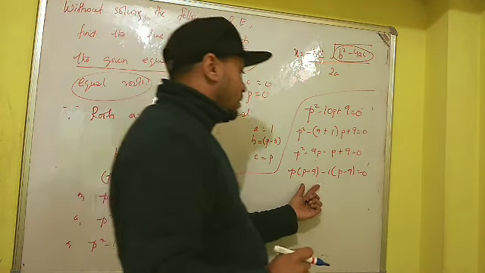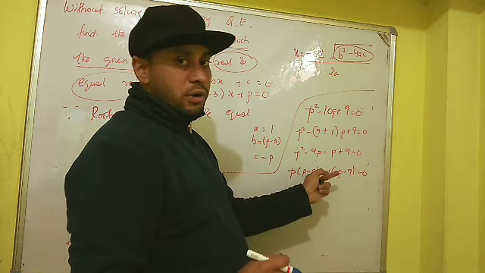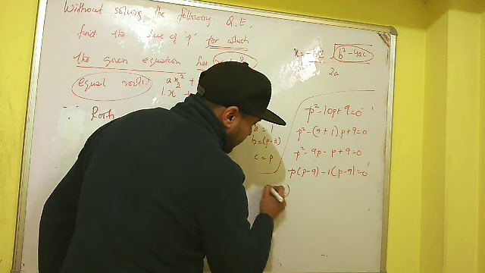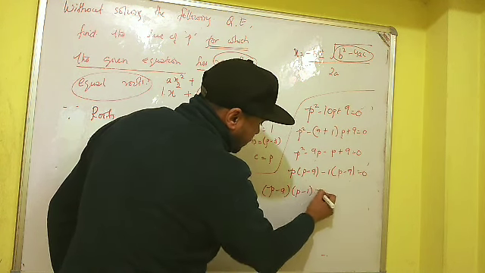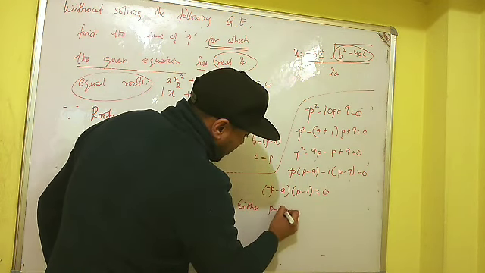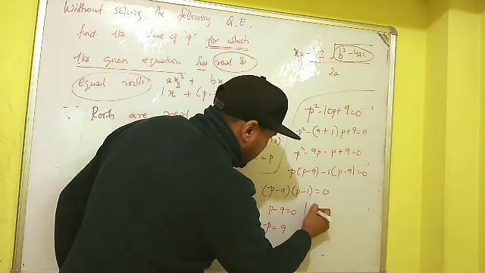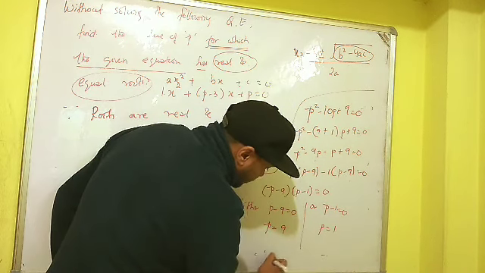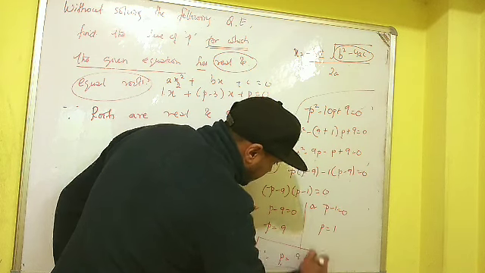Make sure that when we are breaking the middle term, the term inside the bracket has to be the same, otherwise something is wrong with the calculation, so we have to do it again. So p minus 9 is common, so what is the remaining term? p minus 1 is the remaining term. So either p minus 9 is equal to 0, so if you take 9 to this side, p equals 9, or p minus 1 equals 0, p is equal to 1. So we'll get two values of p, which are 9 and 1.